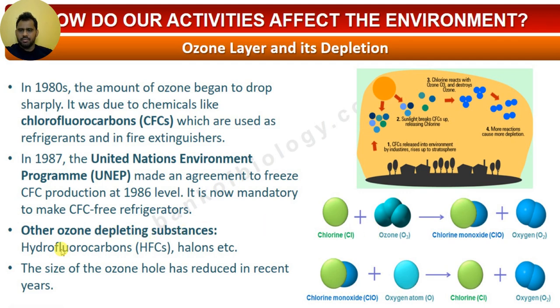Other ozone depleting substances are hydrofluorocarbons, halogens, etc. The size of the ozone hole has reduced in recent years. First, CFC is released into the environment by industries and rises up to the stratosphere. Sunlight breaks CFCs up, releasing chlorine. Chlorine reacts with the ozone layer and destroys ozone. More reactions cause more depletion.